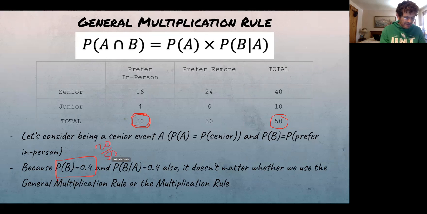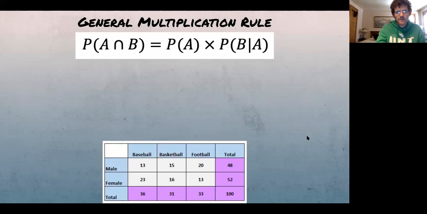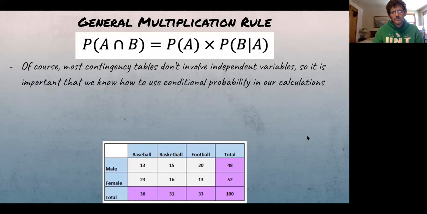The probability of B given A, now A is being a senior, so now I'm going to be conditional on this. Notice it's going to be 16 out of 40, and that's also 0.4. So it doesn't matter whether we use the general multiplication rule or the multiplication rule in this case. These are set up to be independent. Okay, so in this case, we're good either way, but we will more likely have scenarios where the variables are not independent, so we need to use conditional probability.